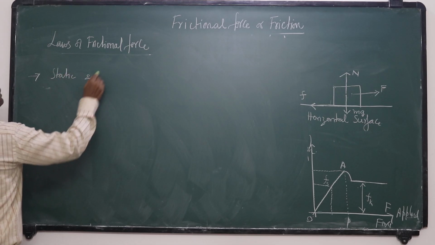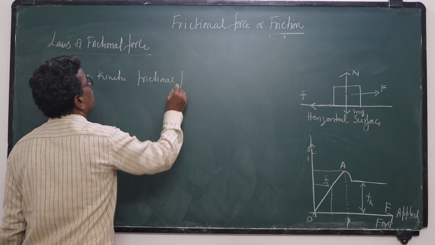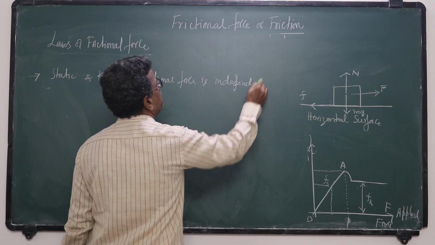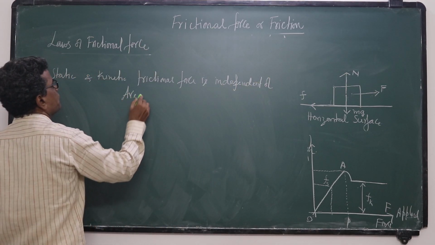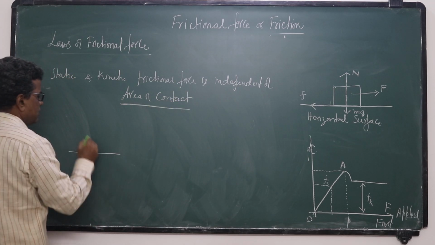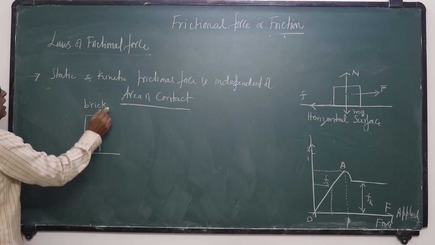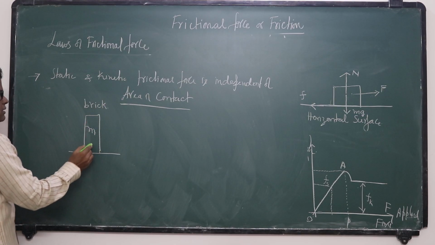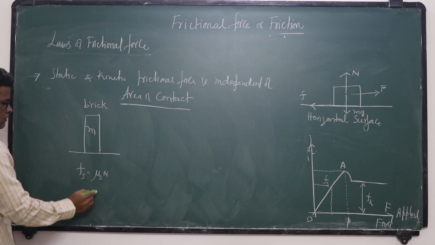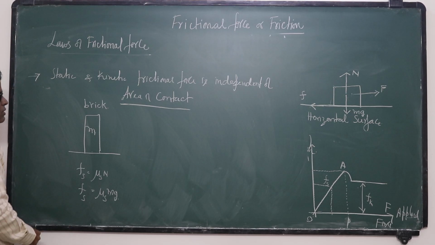Static and kinetic frictional force values. Frictional force is independent of area of contact. So whether the block is placed like this, suppose there is a brick having the mass m, placed like this, then the frictional force is mu s into N, that is mu s, N is mg. That is the static frictional force value.